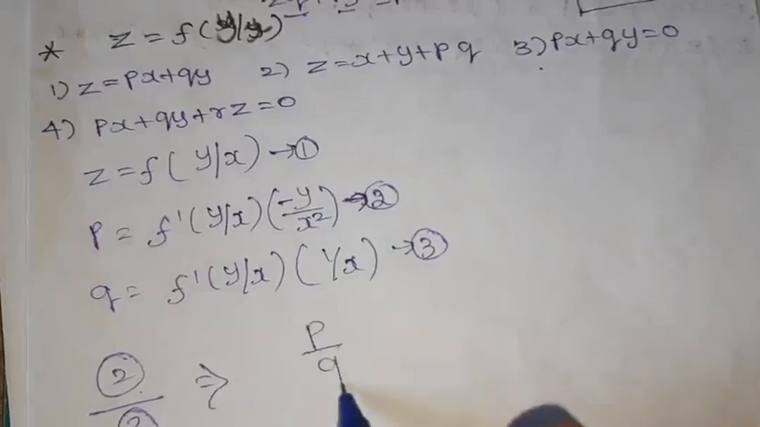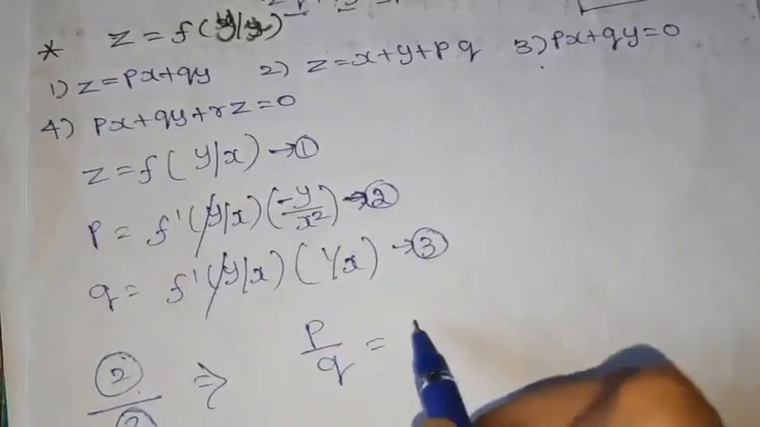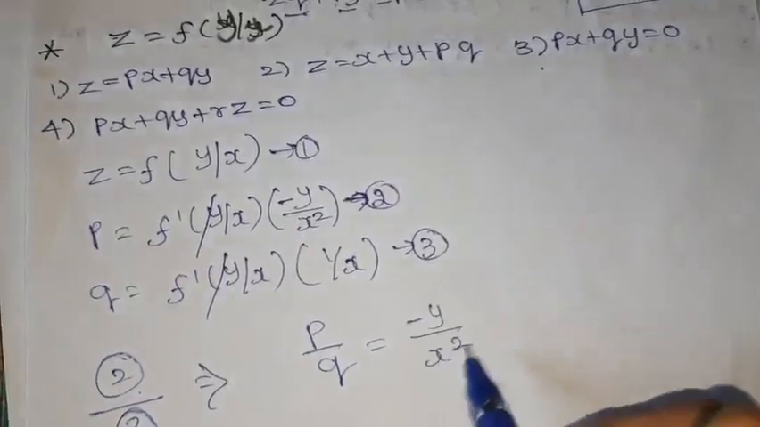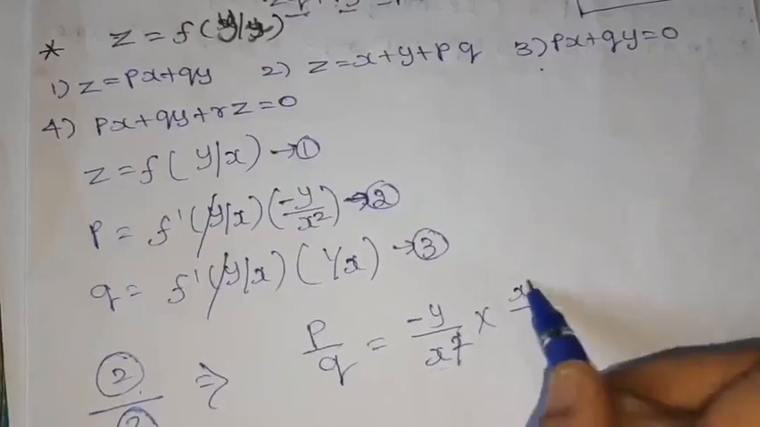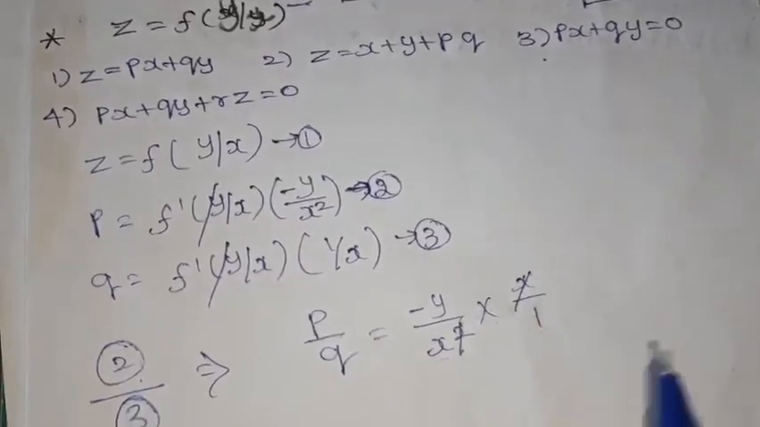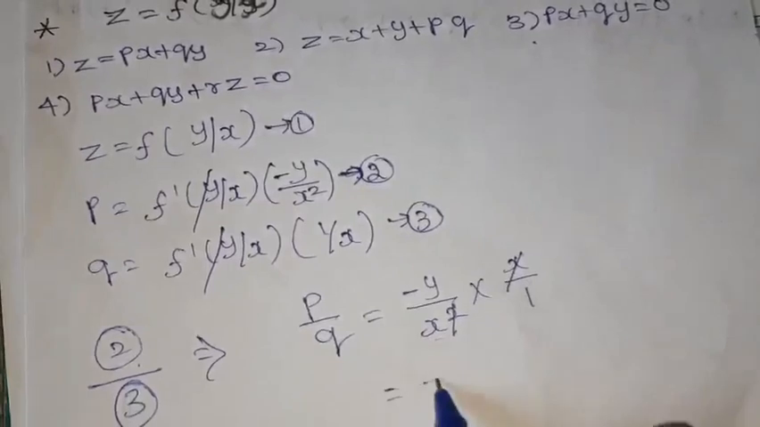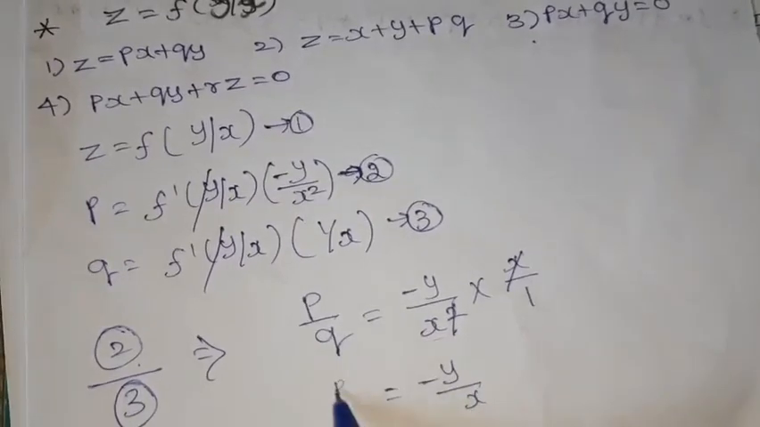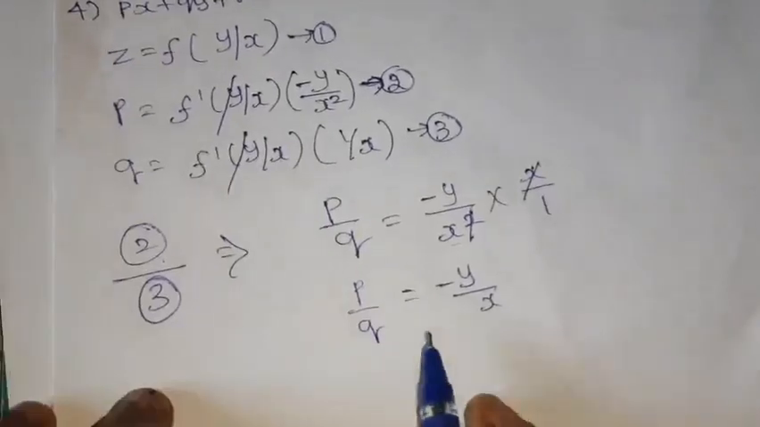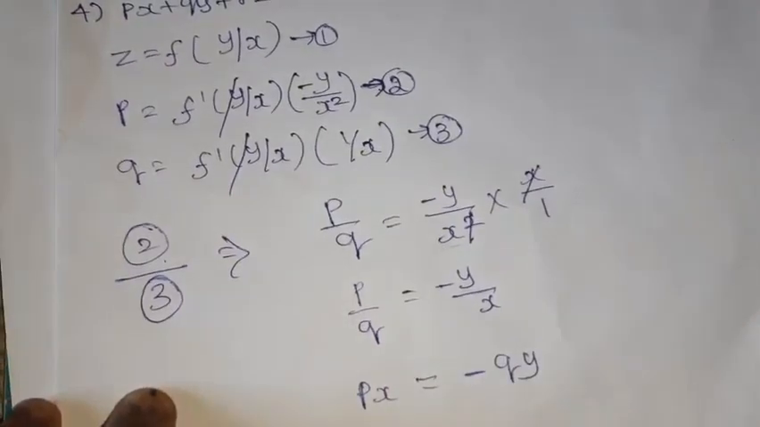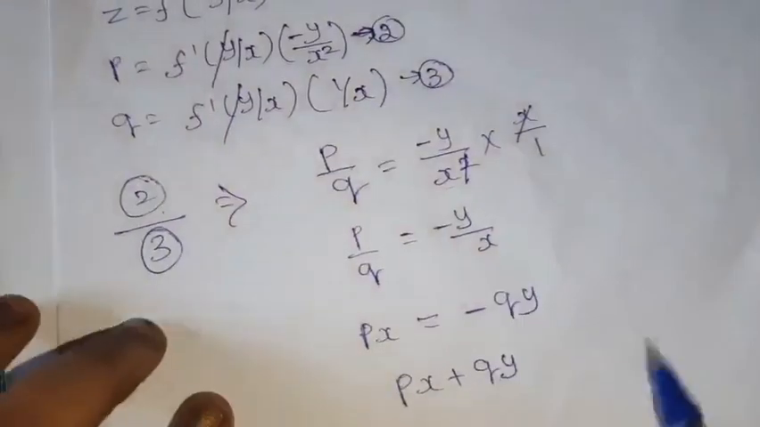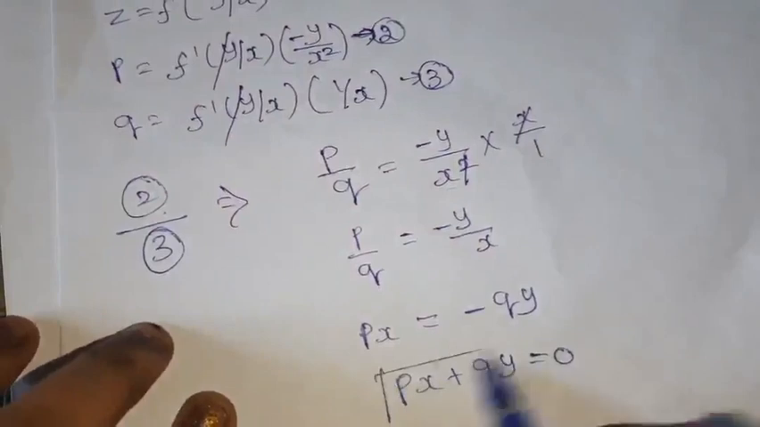p/q, the f' terms get cancelled, then minus y/x squared divided by 1/x, we can write x/1. These x squared and x get cancelled, so p/q equals minus y/x. Then cross multiply, what will we get? px equals minus qy. So, taking all to one side, px plus qy equals 0. So this is the answer.